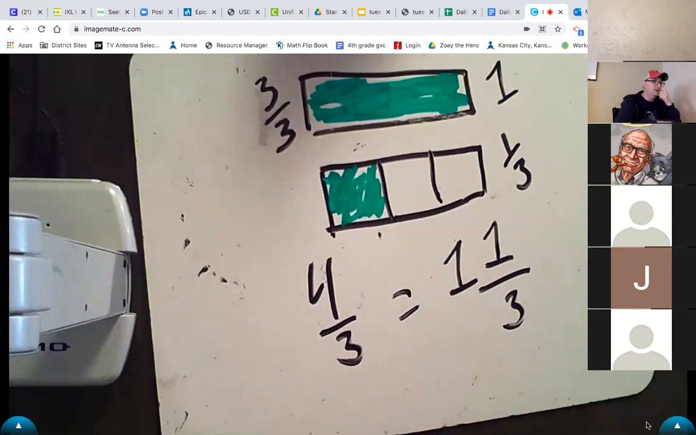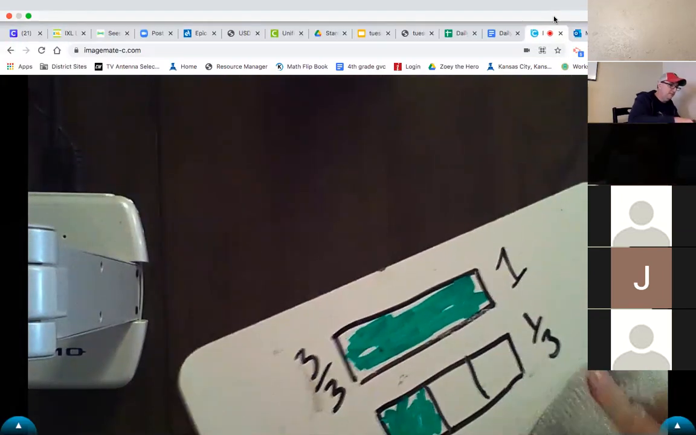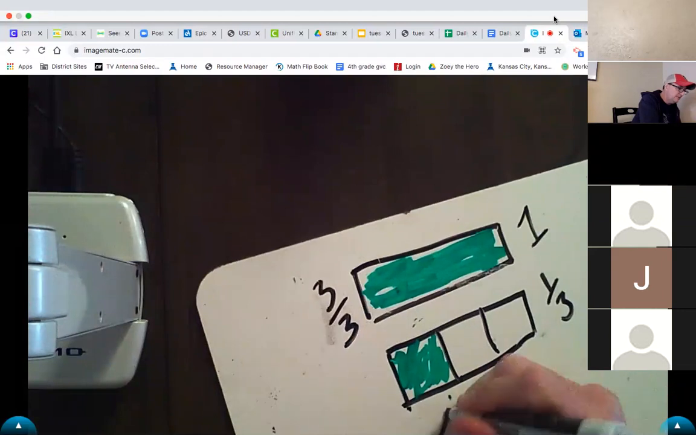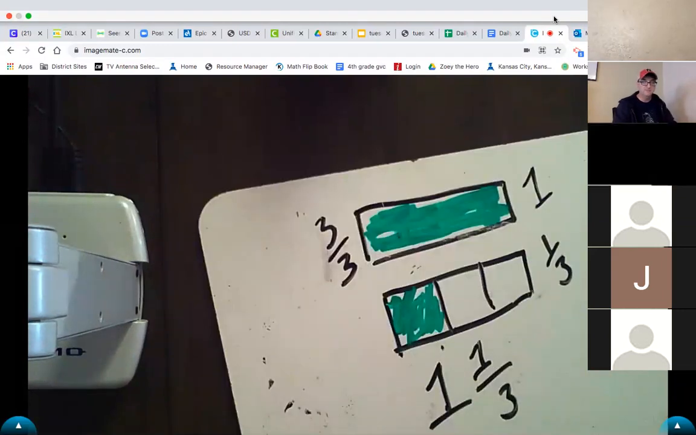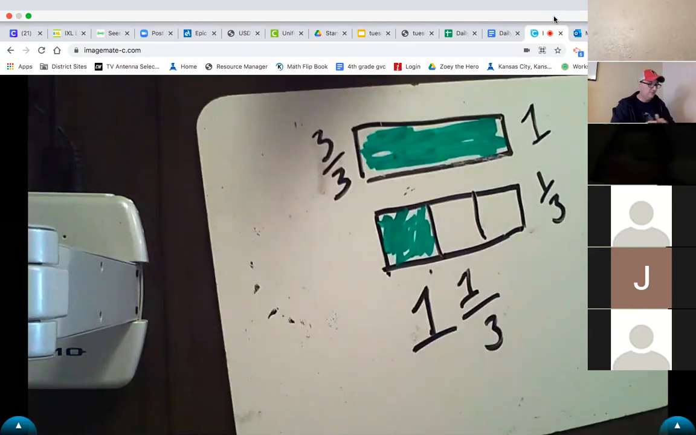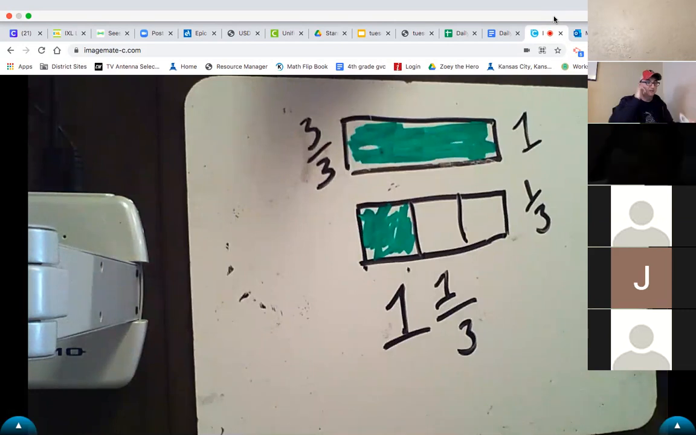But for our purposes today, we want to talk about how we can take a mixed number like 1 1/3 and decompose it, which we had been doing a little bit. We're going to do it some more after lunch.